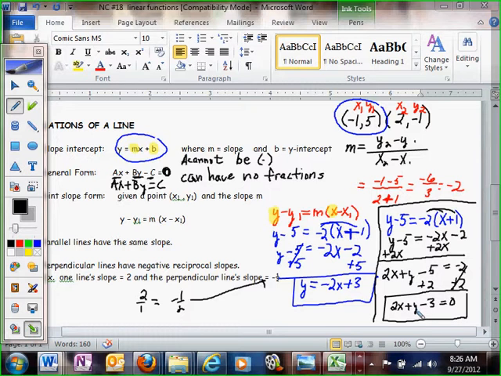Just manipulate either your x's, your y's, and your constants to go to the left side of the equal side. Remember that when you're working an equation, solving an equation, or manipulating an equation, what you do to one side you have to do to the other, so it's pretty simple there. And that's basically a quick review on how to write equations of lines and how to find your slope.